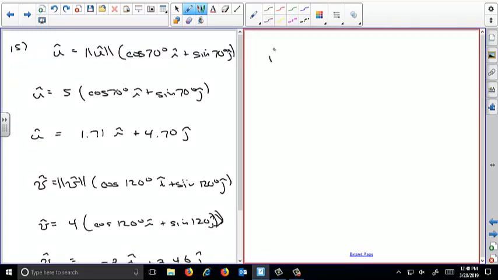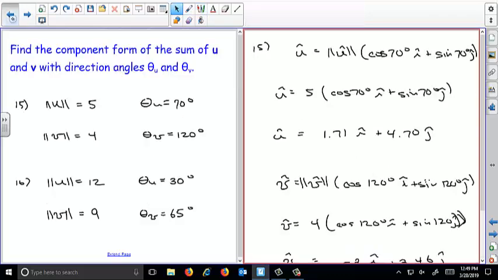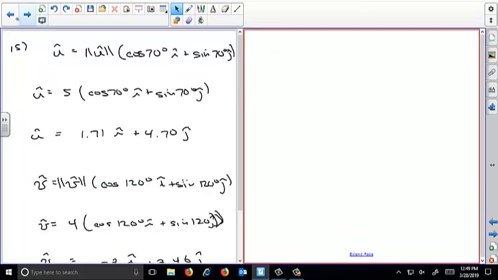Now let's use r. R is the resultant vector. That's the sum of the two vectors. So we have 1.71 i plus 4.70 j, so that's u, and we add negative 2i plus 3.46 j, and at this point you just add the components together. So you have 1.71 minus 2, you get negative 0.29i, and then 4.7 plus 3.46, and we get plus 8.16 j. So that's the resultant vector in component form. That's the final answer we're looking for here. And we'll do the same thing for the next problem.